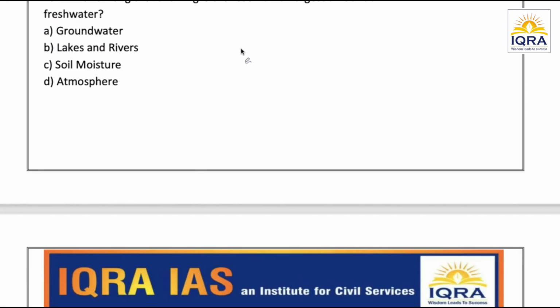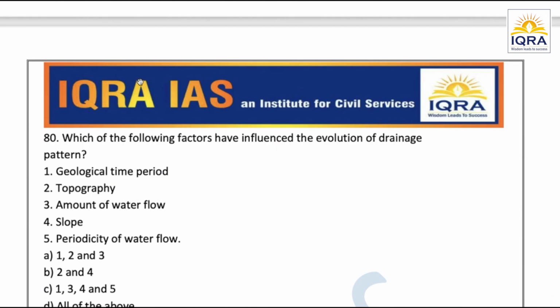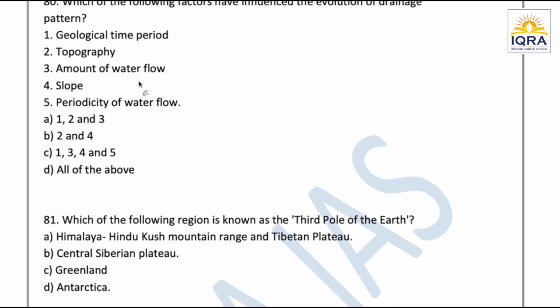Which of the following is the reservoir with the largest amount of fresh water? See, the largest reservoir of fresh water on the earth is glaciers, in the polar ice. But here we have to choose among the available options. So according to the options, groundwater is the right answer for this question. Okay? Question number 80.